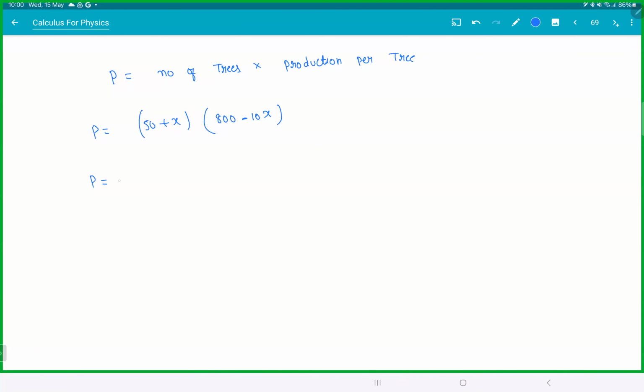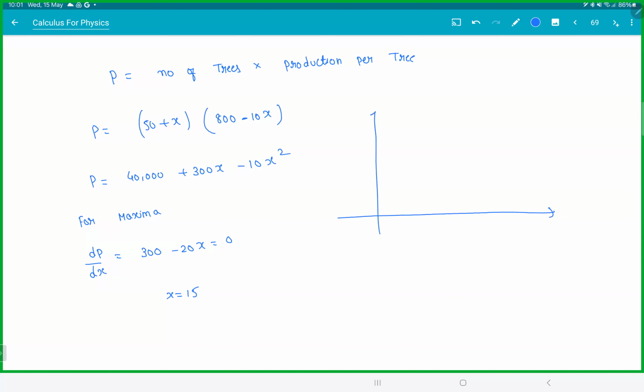So the production P now becomes 40,000, that is 800 minus 500, plus 300X minus 10X square. There, you got an equation. So you got P in terms of X. Now we have to find its maximum. For maximum, dP by dx is equal to 0. That is 300 minus 20x is equal to 0. X is equal to 15. That's what I said. The differentiation is actually the easiest one. Headache is getting the equation. So when you plant 15 trees, you get maximum production.